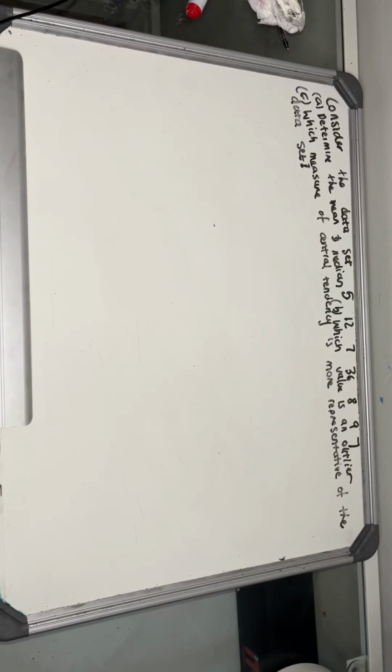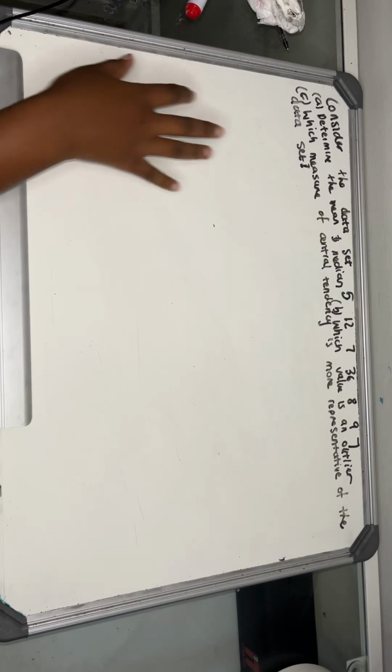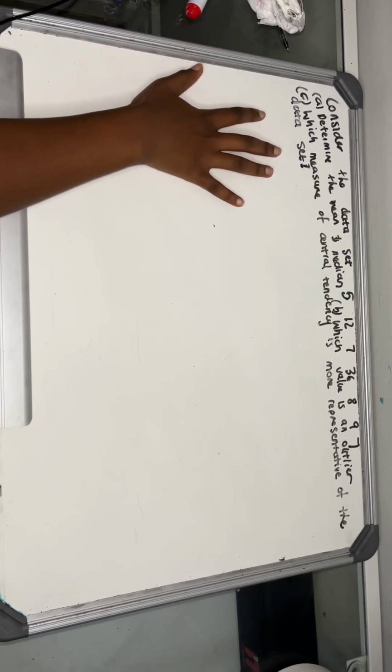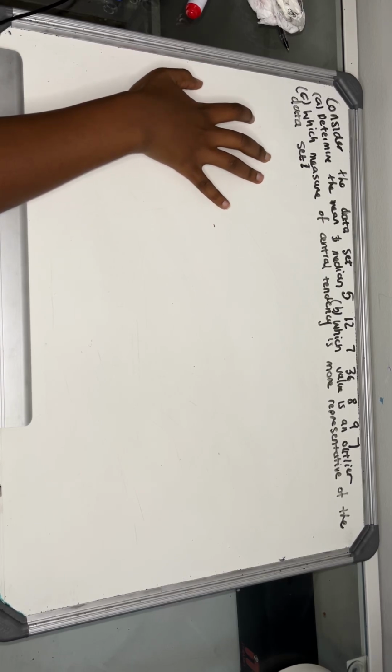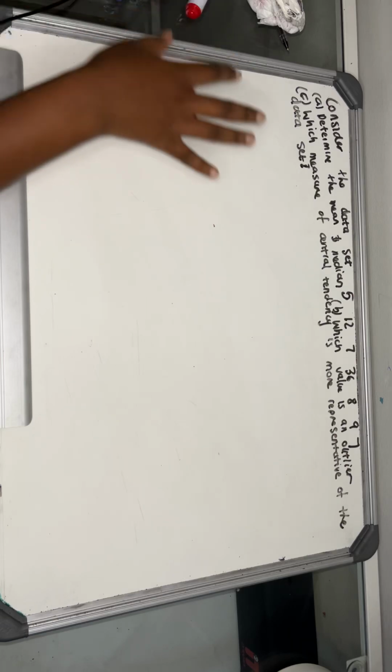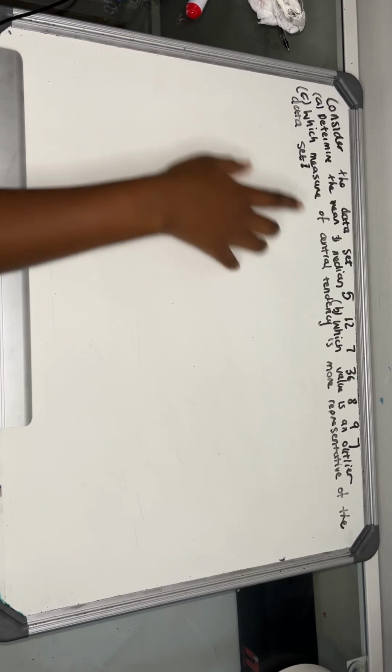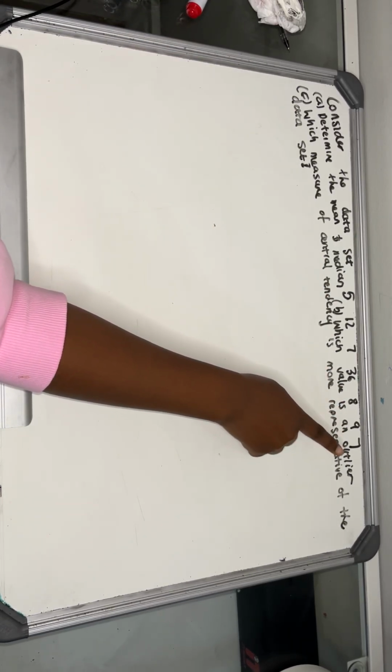Now, we'll be looking at an example that asks us about mean and median in the same question, but I want us to pay attention to question C, which asks which measure of central tendency is more representative of the data set. We'll get there when we get there, right? So we have the data set 5, 12, 7, 36, 8, 9, and 7.